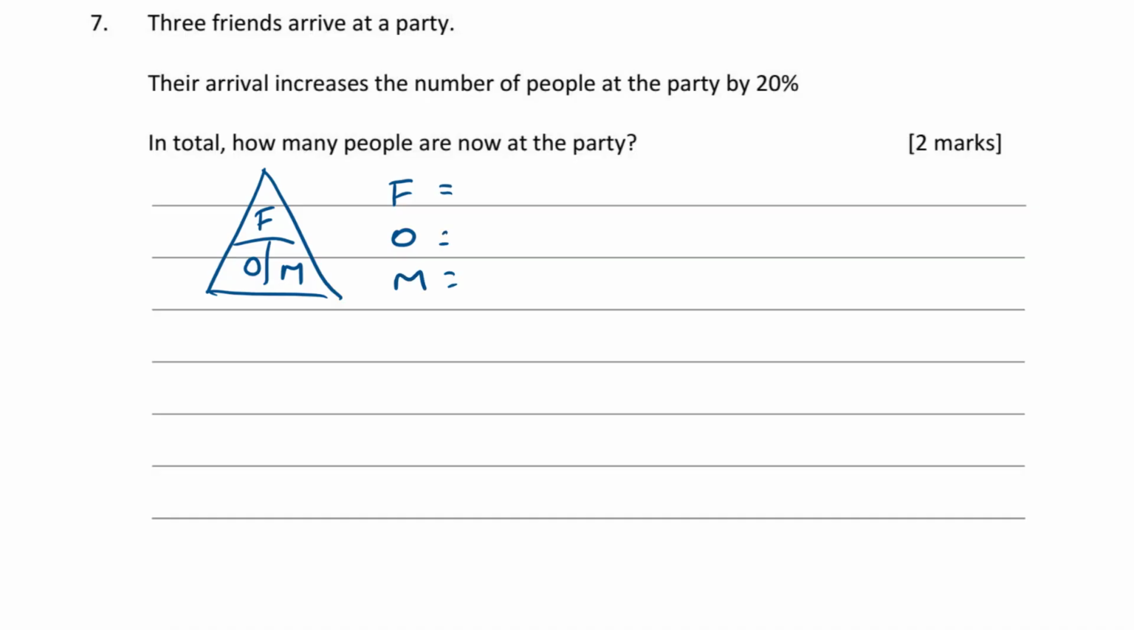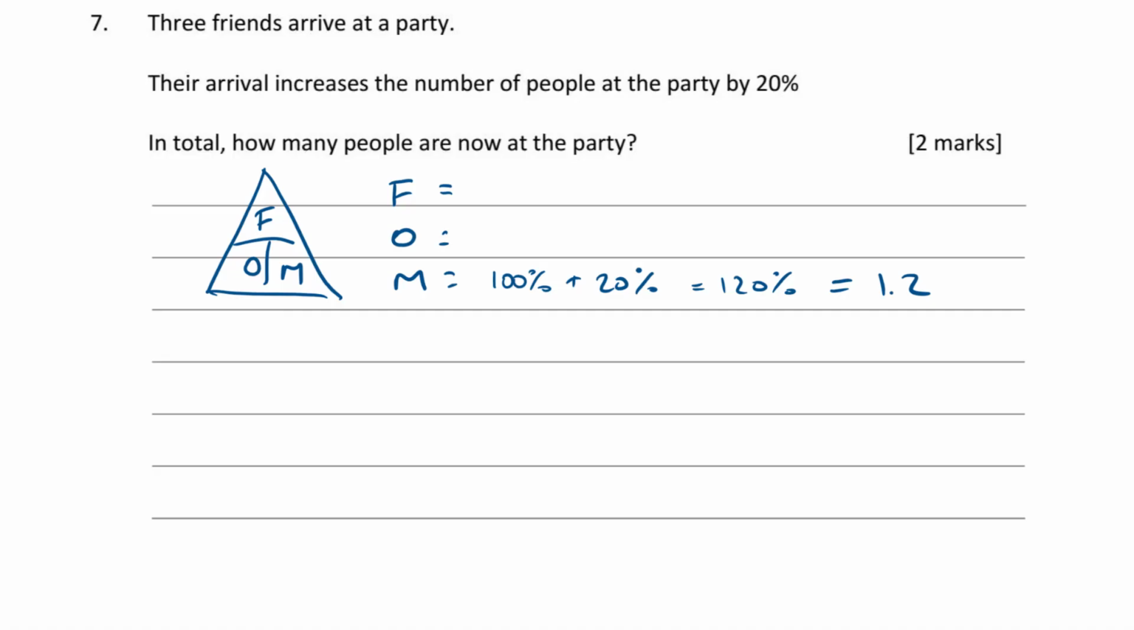Final is the value at the end. Original is the value at the beginning, and multiplier is the decimal version of the percentage that's been applied. Okay, so now this is a percentage increase. Okay, so the number at the party is going up by 20%. So 100% plus 20% is 120%, which is a multiplier of 1.2.